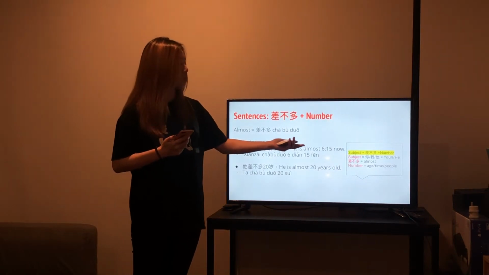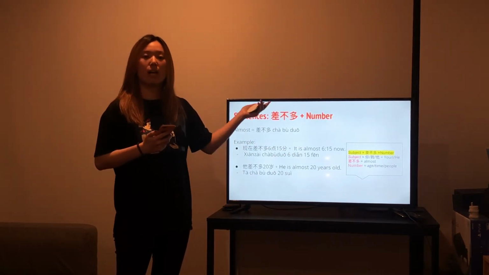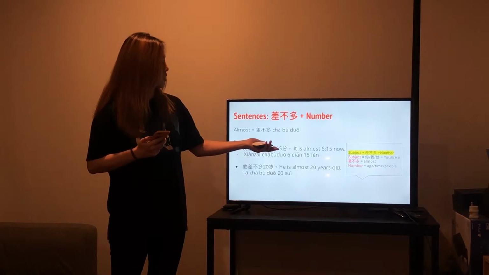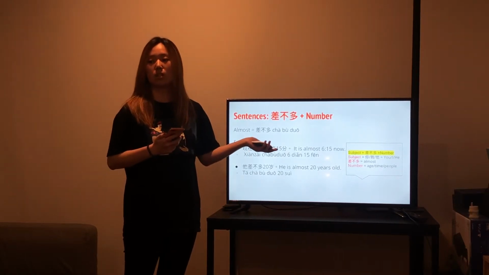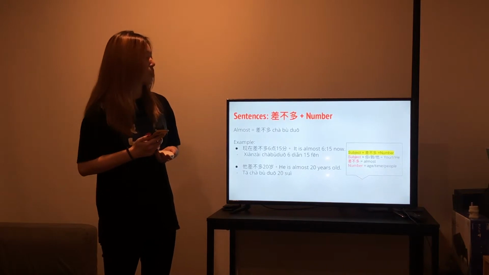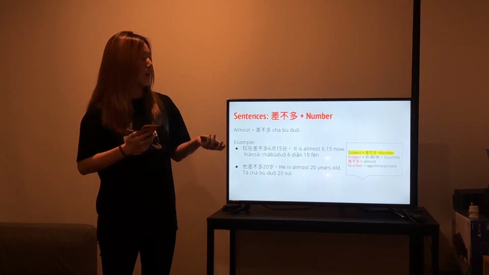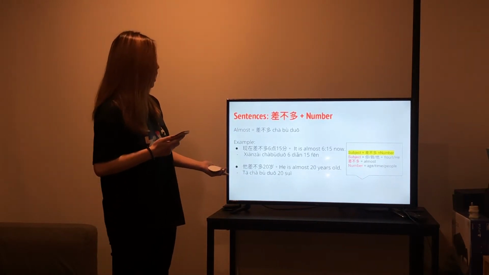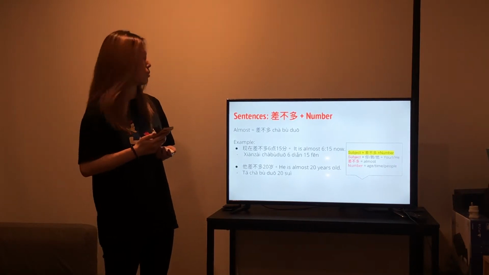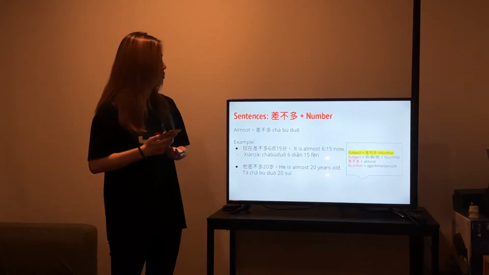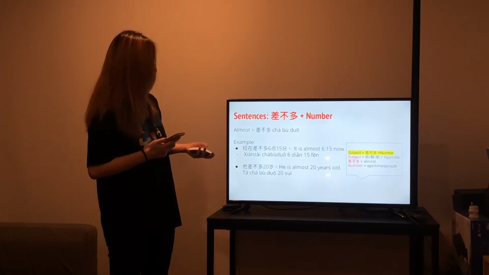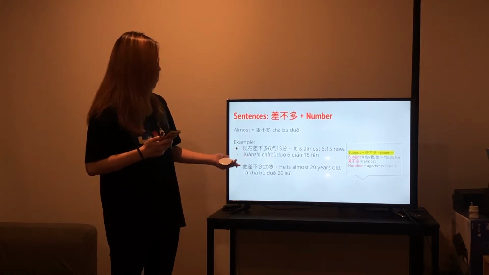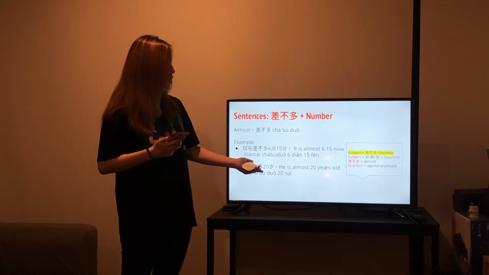The subject is 你我他, like the last one: you, I, he. The second is 差不多, which is almost, and the last one is the number, that is age, time, people, how many people, or how old are you, something like that. The other example is 他差不多20岁, which is he is almost 20 years old. 他 is he, 差不多 is almost, and 20 is the number, 20 years old.